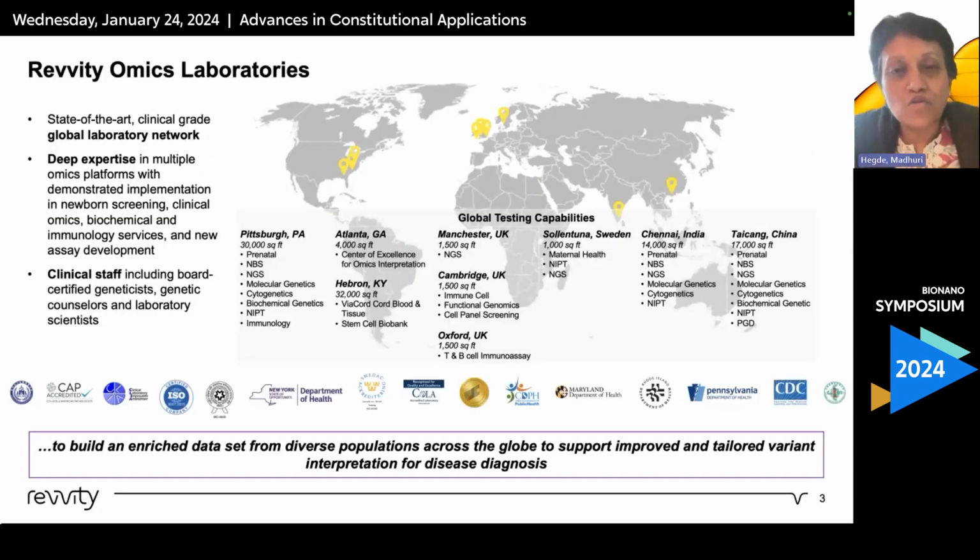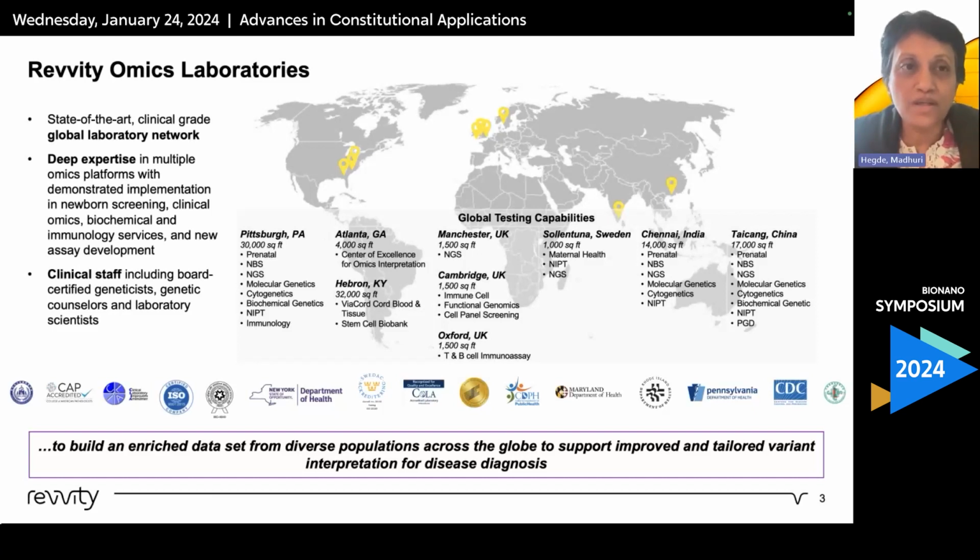Just as a background to Revvity Omics, we are a global laboratory, and by that I mean we have a global footprint. What you can see on this slide is our main laboratory in Pittsburgh in the US, followed by the Interpretation Center in Atlanta, Viacord cord blood banking service in Hebron, and then our global laboratories in the UK, in Manchester, Cambridge, Oxford, Sweden, India, and China.